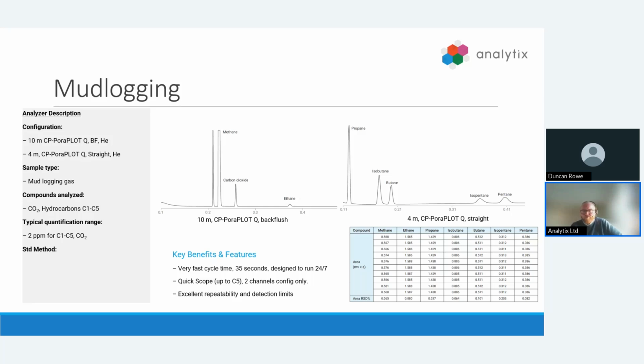But there is always the option to extend that capability by adding a third channel, and you can then configure to analyze C1 to C8 hydrocarbons. The analysis speed of each channel was optimized to be finished within 35 seconds. And the retention time and area repeatability were excellent, demonstrating that the 990 Agilent Micro GC is an ideal platform for fast and reliable mud logging gas analysis.